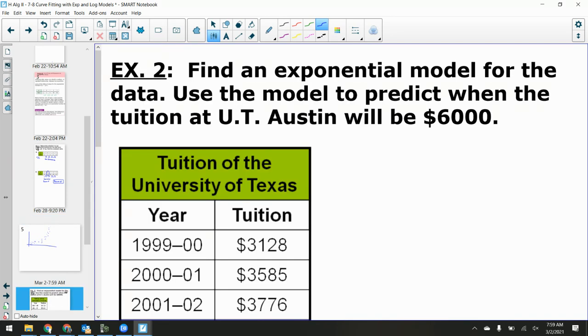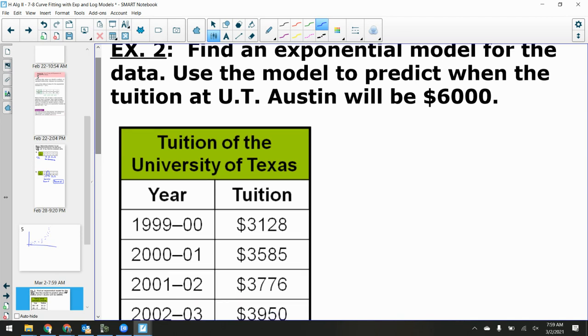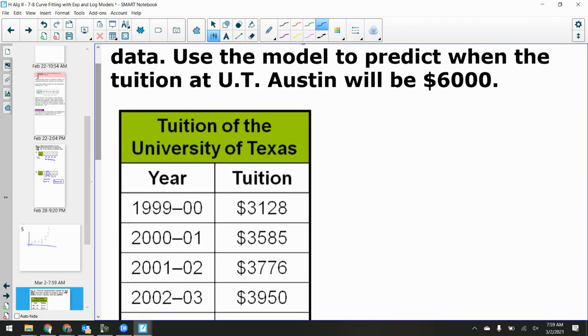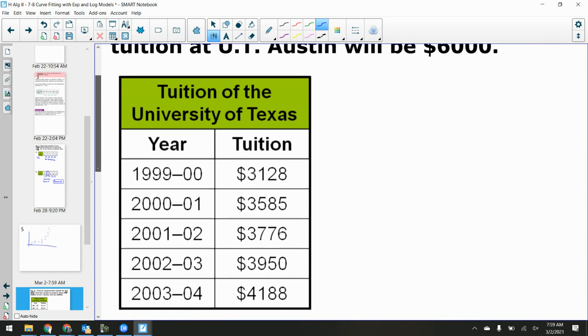This is on the top of the back. Find an exponential model for the data. Use the model to predict when the tuition at UT Austin will be $6,000. All right. So here's what we're going to do. Here's my table of values. I'm going to say let x equal, what do we want to do? Let's let x equal those values. That sound good?